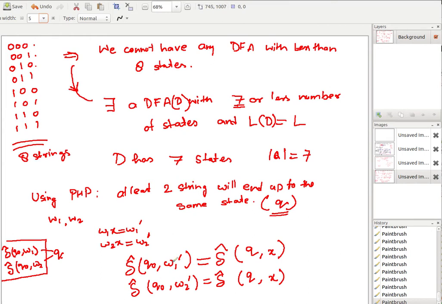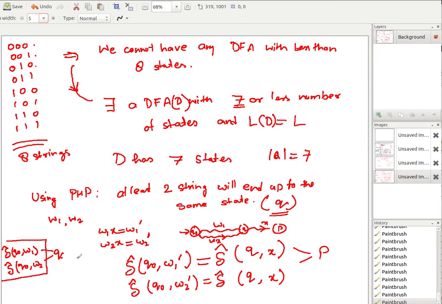Why? Because W1 is actually W1x. So Q0 to W1, if you really travel on that, if you have a diagram, this is the Q0 state. Using W1 you are arriving at Q, and then further using X you might be arriving at P. Let's say that this is P. And similarly, from Q0 if you start from another route which is W2, again using X you will be arriving at P.